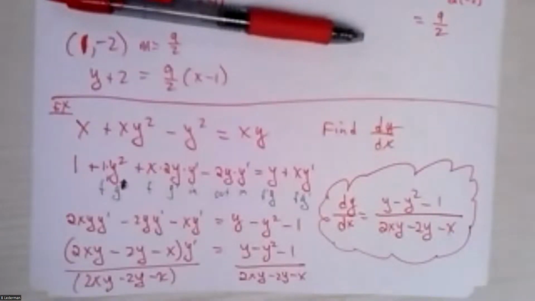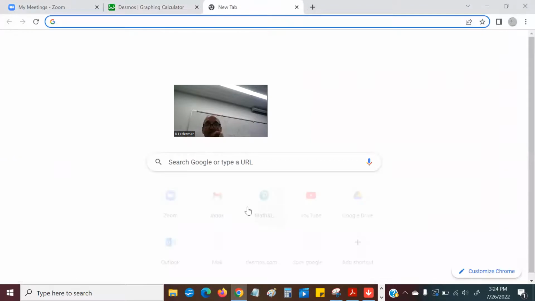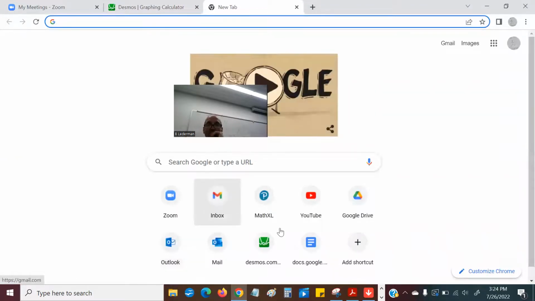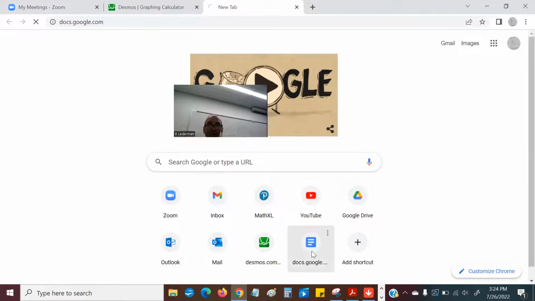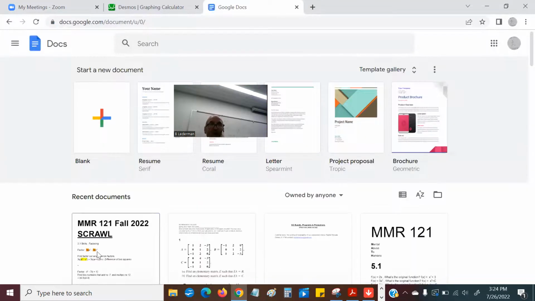Now switching cameras again. I'm going to share my screen. Okay, we're done with that. Let's go to our Google Doc. I just want to put this problem in there.